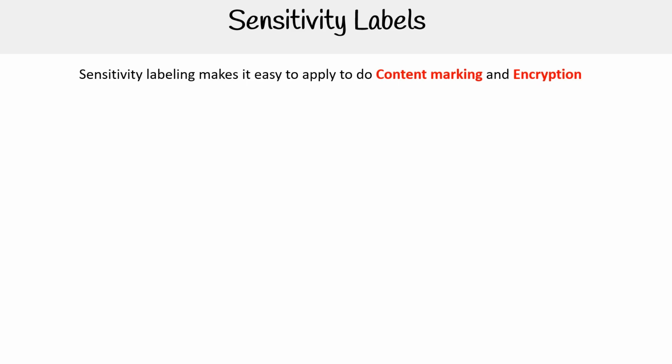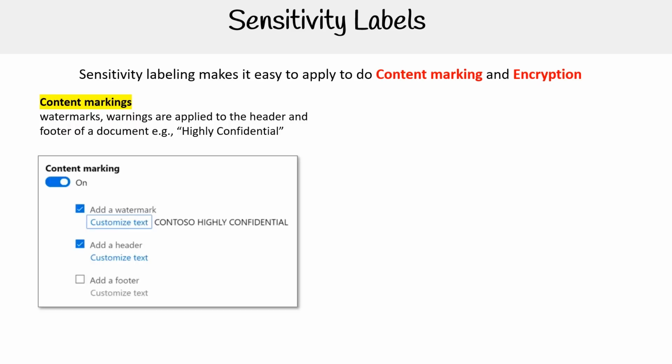So sensitivity labeling makes it easy to apply content marking or encryption. Content markings would be like watermarks or warnings that are applied to the header and footer of a document. So notice here, you can turn it on and say, add this watermark with this customized text, add this header, add this footer. I think you can even customize some of the colors, but it's very limited, but it does the job.